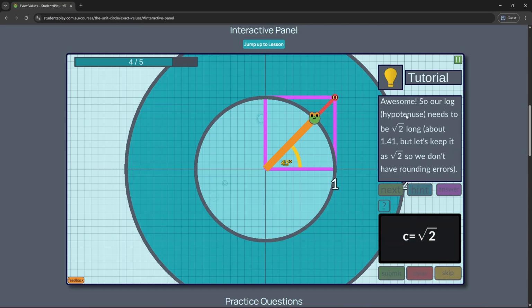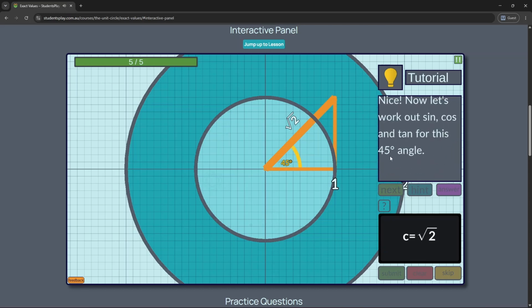Awesome. So our log, the hypotenuse, needs to be square root of 2 long. Okay, so we're extending it to there. The whole thing's root 2 now, which is about 1.41, but let's keep it as square root of 2 so we don't have rounding errors. Okay, so square root of 2 is 1.41-ish. That's rounded. So it makes sense that we go from here to here, which would be 1, and then we go a bit extra. Okay, nice.